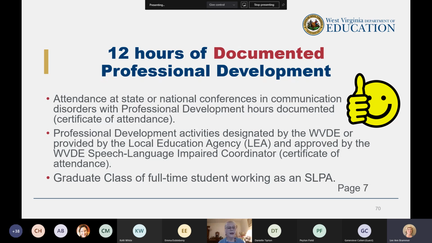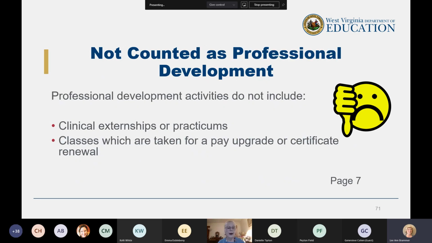Now, we did add for the students who are in a full-time graduate program, and we have several of those now. Welcome, guys. If you're working full-time as an SLPA, you can count one of your 3-hour graduate classes. But on the next slide, you can see that regular hours for a pay upgrade or certificate renewal, we don't count those. Or your clinical externships or your practicums, those wouldn't count.